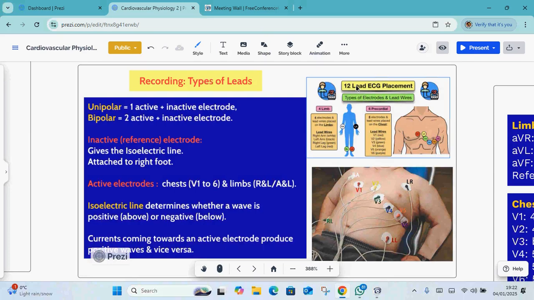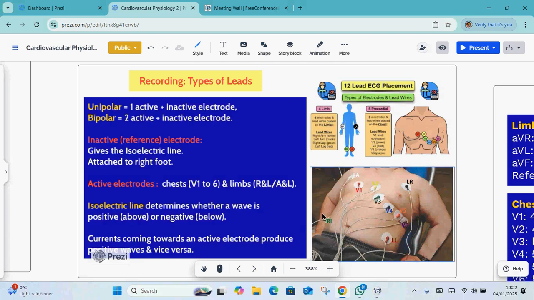The 12 leads are divided into unipolar and bipolar. There are 9 unipolar and 3 bipolar. The 9 unipolar are divided into limb leads and chest leads. Each lead is between an active electrode and an inactive electrode.